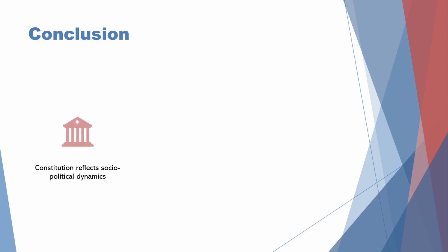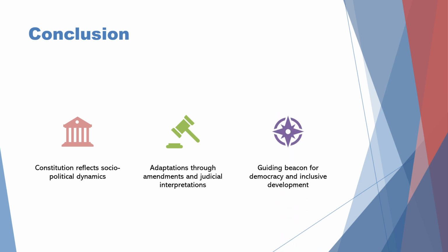To conclude, the Indian Constitution's evolution reflects the country's socio-political dynamics and its commitment to democracy, justice and equality. It has adapted to changing needs through amendments and judicial interpretations while maintaining its core values. As India progresses, the Constitution remains a guiding beacon, ensuring that the nation upholds its democratic ethos and works towards inclusive development.